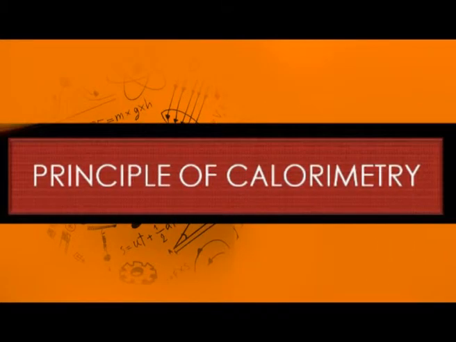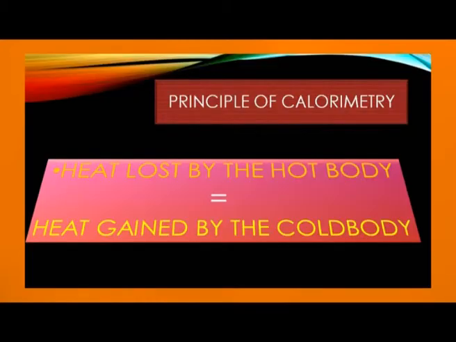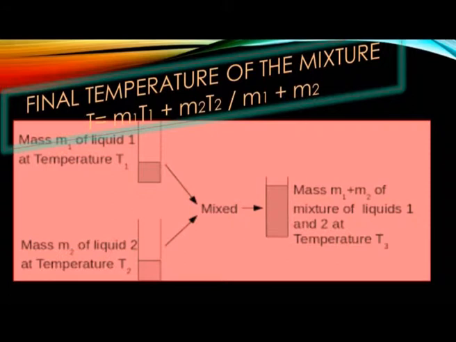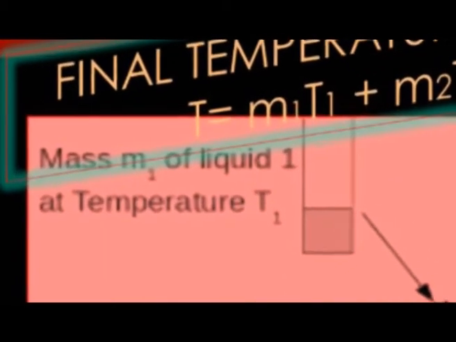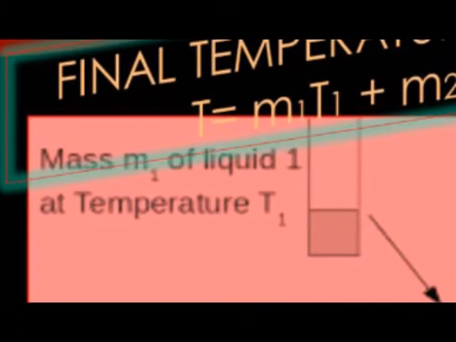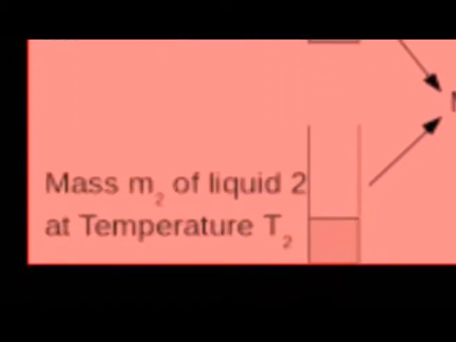That means we can formulate a principle, the principle of calorimetry. What is the principle of calorimetry? Heat lost by the hot body is equal to heat gained by the cold body. Let us explain the principle of calorimetry using an example. Let us take two test tubes. In the first test tube, there is a liquid of mass m1 which is at a temperature T1. And let us take a second test tube with liquid of mass m2 which is at a temperature T2.